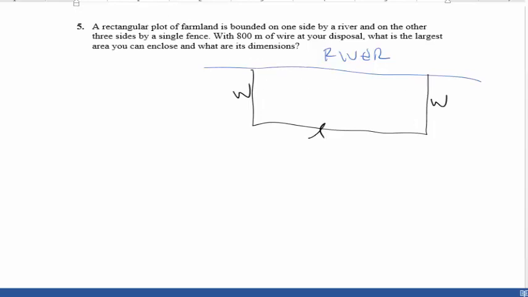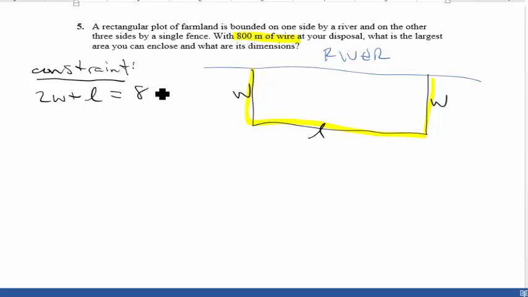So what we know, the constraint, is that there's 800 meters of wire. So the wire is going to be along here, right? So what we know is that if we take the 2 widths and that length together, in other words 2W plus L, we've got to end up with 800 meters of wire, right? Technically it's less than or equal to 800, but we're assuming we're going to use it all, so we're saying 2W plus L equals 800.